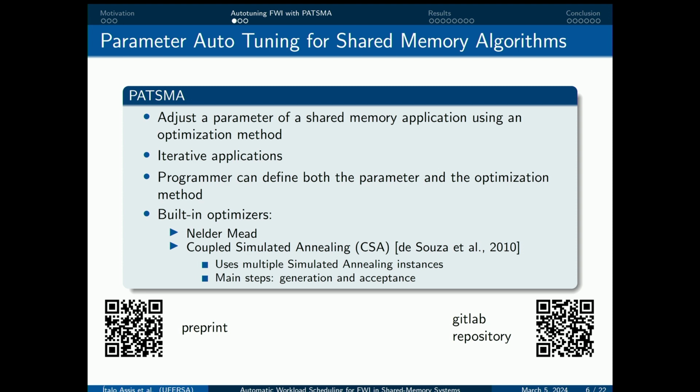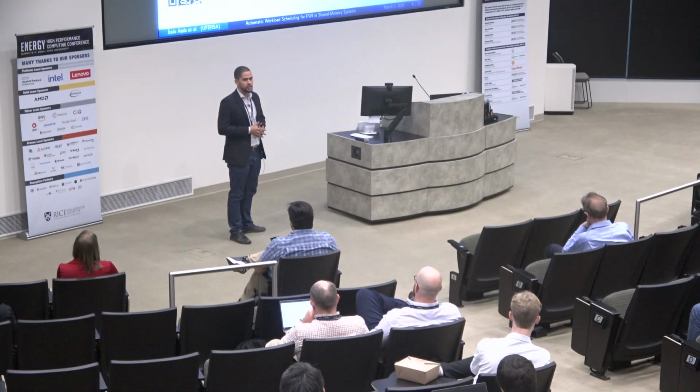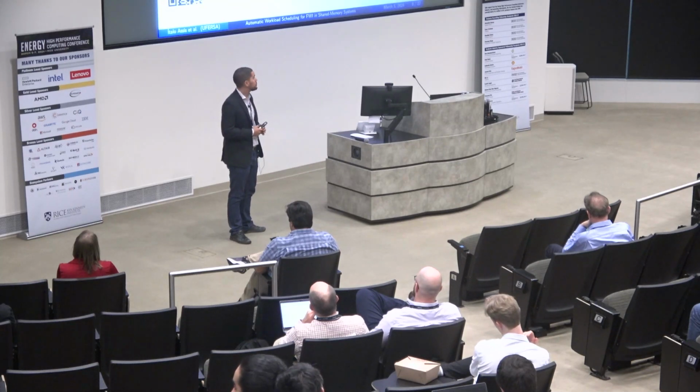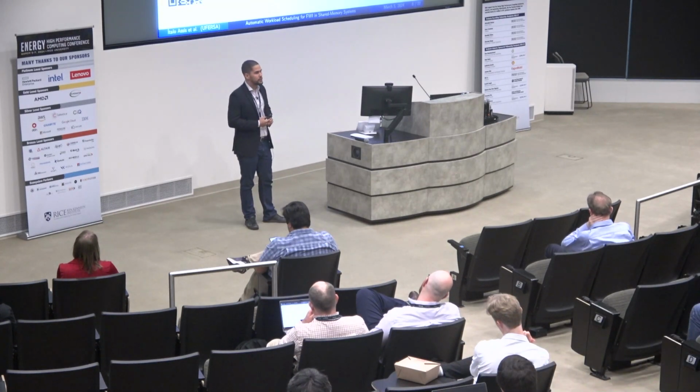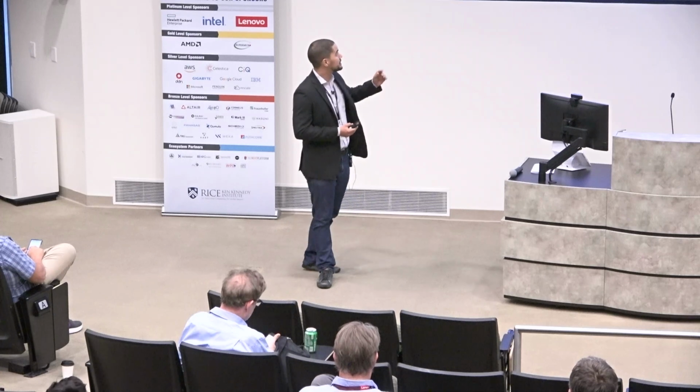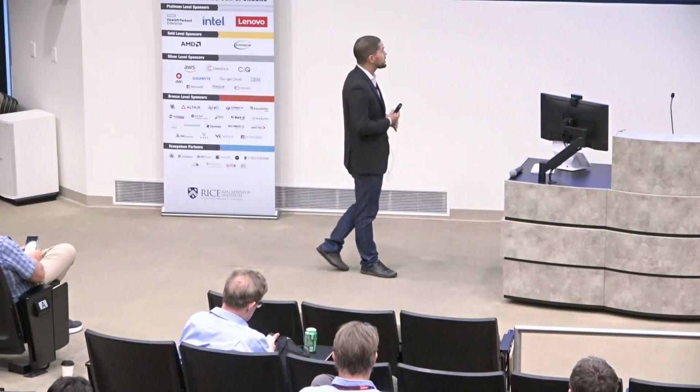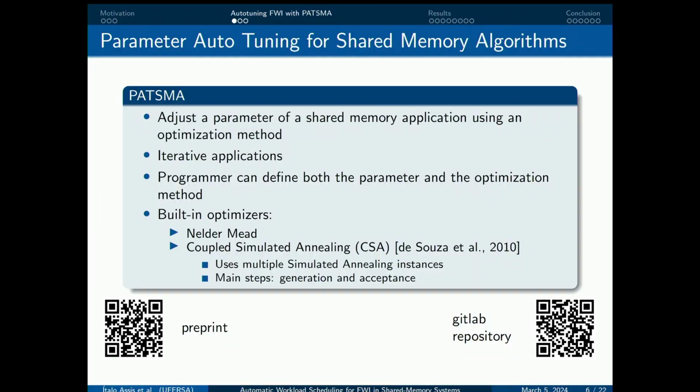So let's make it a bit more clear here. The optimization method: the programmer can add their own optimization method, but we have two built-in methods in Patma, which are the Nelder-Mead local optimizer and also the coupled simulated annealing. Now, coupled simulated annealing is basically multiple instances of simulated annealing. Simulated annealing involves two steps: the generation of solutions, and the acceptance. Then all those instances of simulated annealing are compared together to find a global optimum.